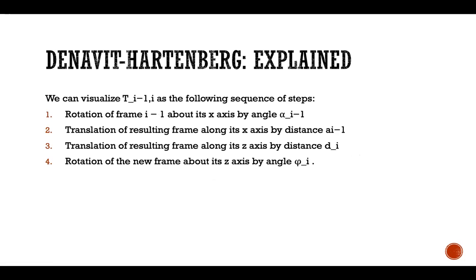We can visualize T_{i-1,i} as the following sequence of steps. Firstly, we do a rotation of frame i-1 about its x-axis by an angle alpha_{i-1}. Then we move on with a translation of the resulting frame along its x-axis by a distance a_{i-1}. Following that, there is a translation of the resulting frame along its z-axis by a distance d_i. Finally, there's a rotation of the new frame about its z-axis by an angle phi.